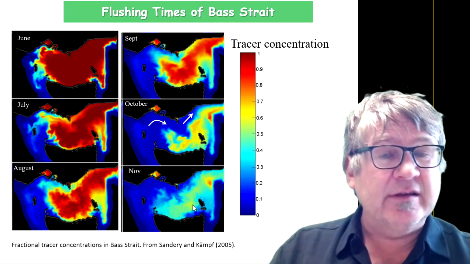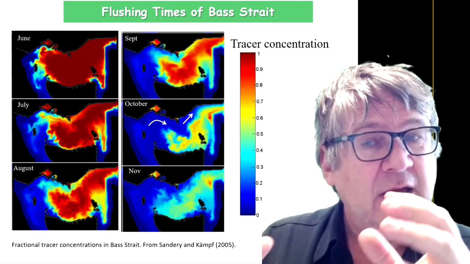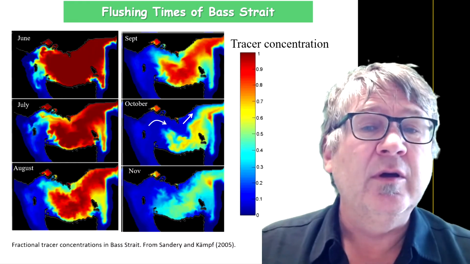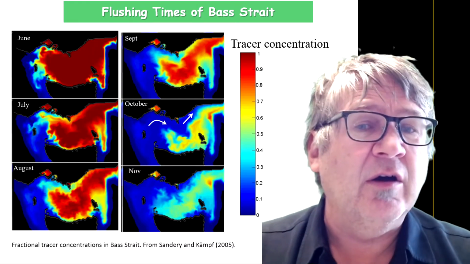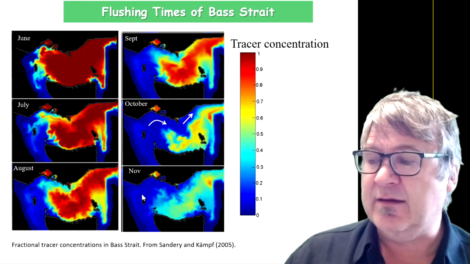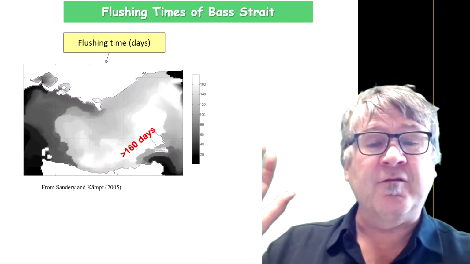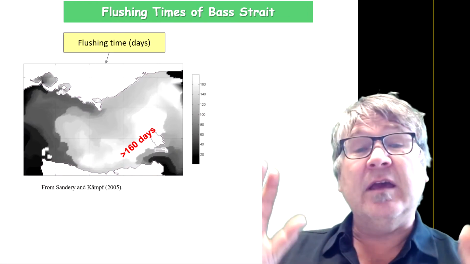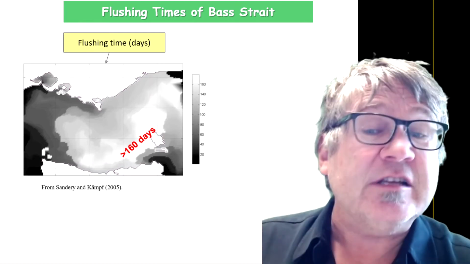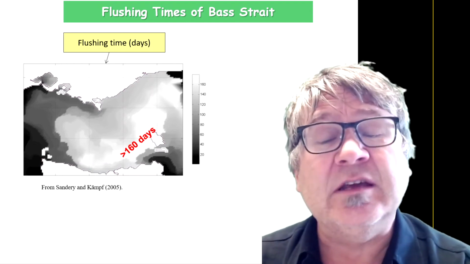Based on this, you can now record the flushing times: for each area, how long it took for the tracer concentration to drop to 4.7%, which is the dark end here. You can create a map, and this is the map of flushing times for Bass Strait. This is the work of one of my PhD students, Paul Sandry, in his PhD.